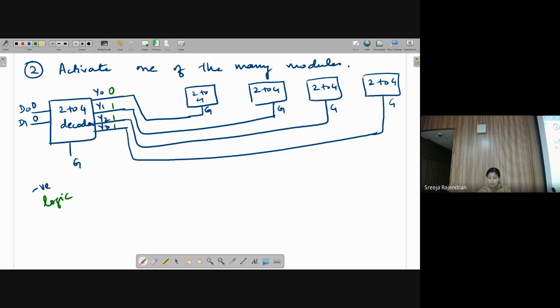Now if this becomes 0, what happens? This is connected to the enable of this particular decoder, so this becomes active. But the rest of the modules will be in a sleep state, yes or no? Because these are all 1, the rest of these modules will not be enabled, because I need a 0 value to enable each decoder. So in this way, I can specifically activate one of the many sub-circuits or modules, as I can call it. So that is another application of decoders.